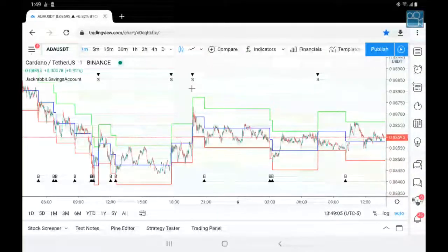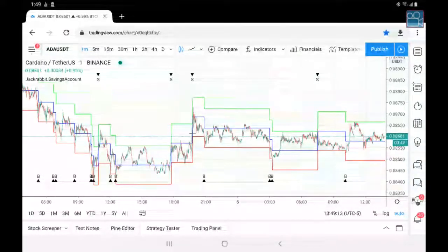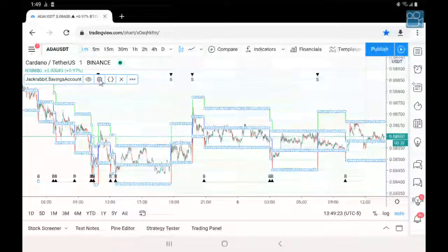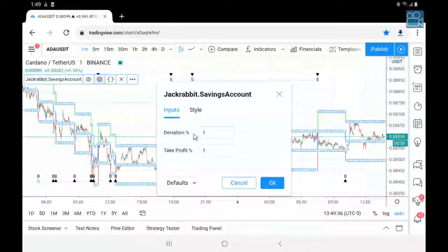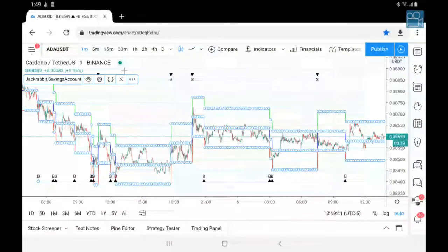You see sell signals every time the price action goes above the 1% take profit, and buy signals every time the price action drops below the 1% deviation. These values are configurable, but I find this works straight out of the box reasonably well. So let's get into the details of what to look for and how to pick coins.